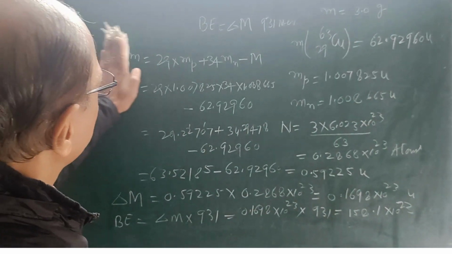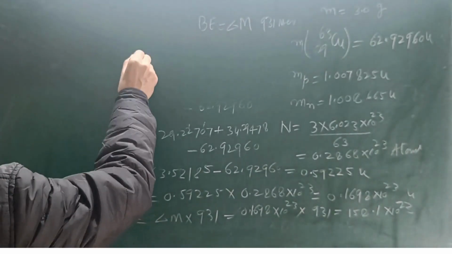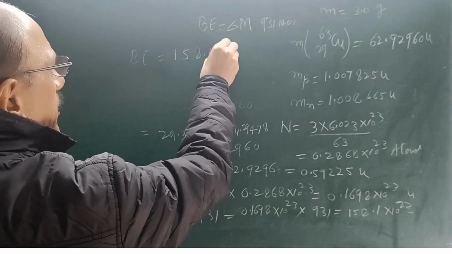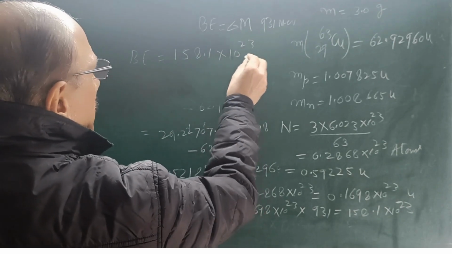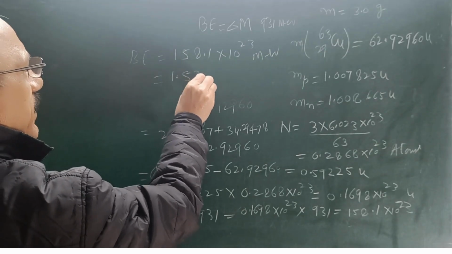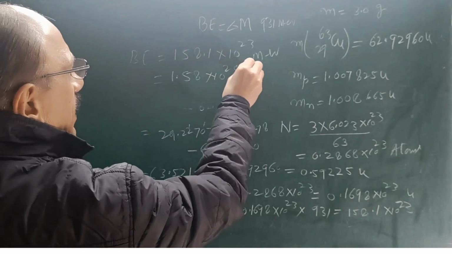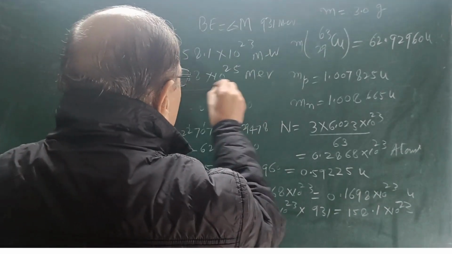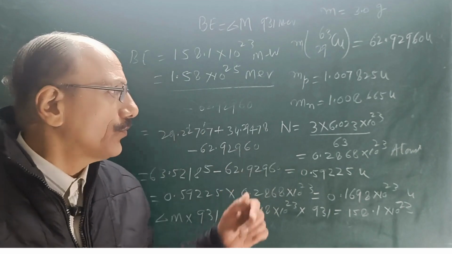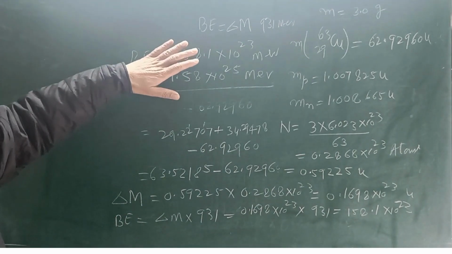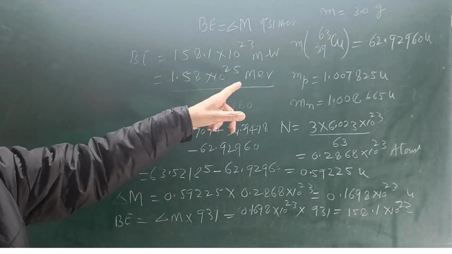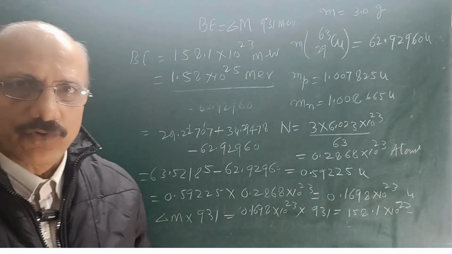That we can write 158.1 into 10 to the power 23 mega electron volt. So this can be written as 1.58 into 10 to the power 25 mega electron volt. So this much energy is to be supplied to detach them from each other in the nucleus. So that is the binding energy which is binding these nucleons within the nucleus: 1.58 into 10 to the power 25 mega electron volt.